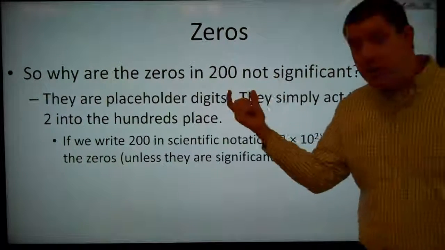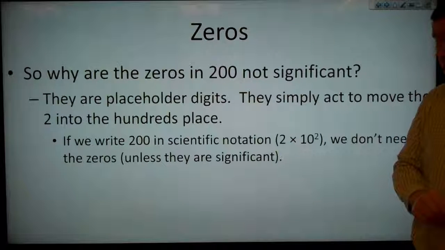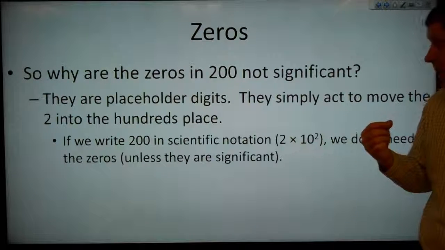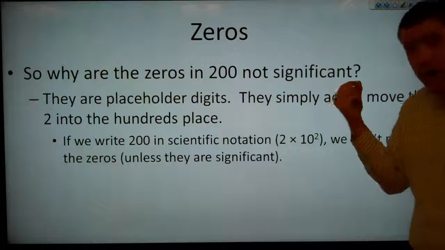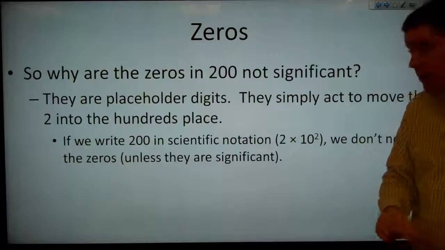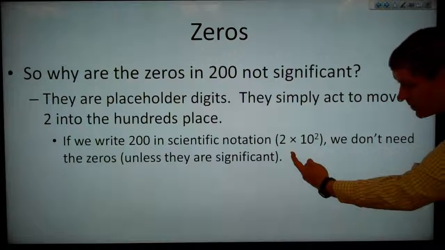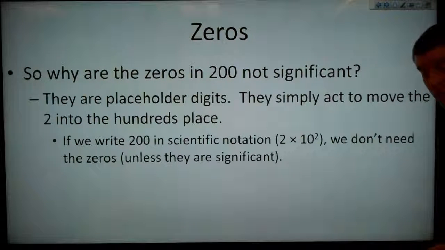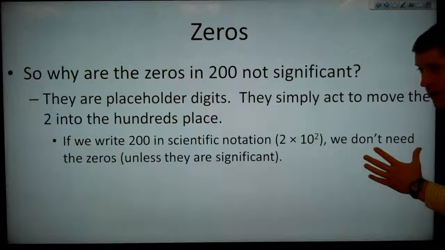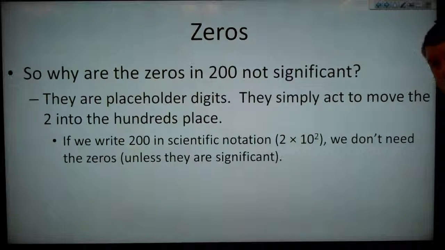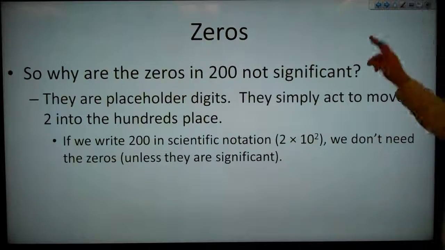So, why are the zeros in 200 not significant? This is because they're placeholder digits. They simply act to move our 2 away from the ones place into our hundreds place. And if we write 200 in scientific notation, then we write it as 2 times 10 to the 2. And we don't need to include the zeros unless they're significant, as on the last slide.